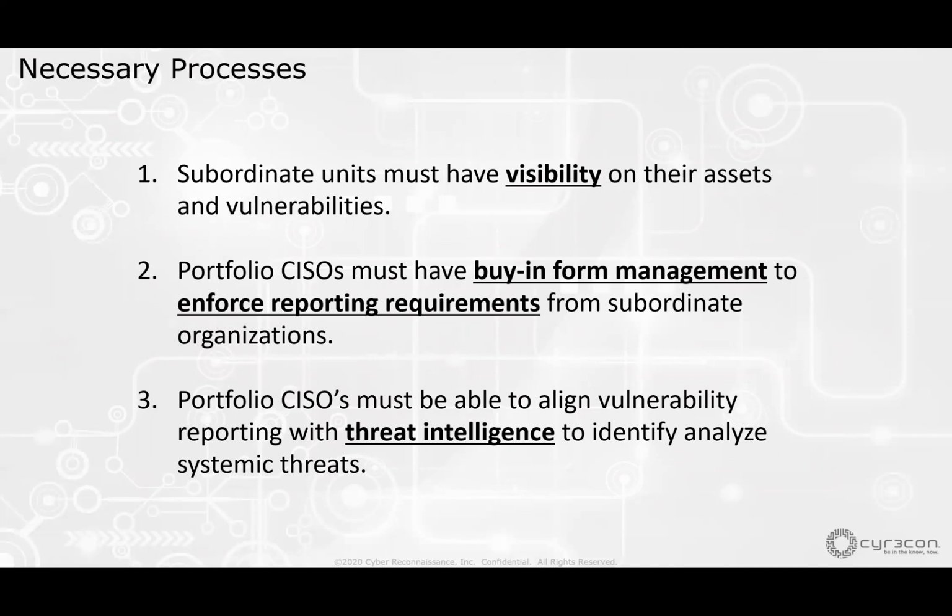In order to do this, the subordinate units must have visibility on both their assets and vulnerabilities, because otherwise they will just get that step wrong. Secondly, the portfolio CISO must have buy-in from management so he can enforce reporting requirements from the subordinate units, because he needs to have visibility on their assets and vulnerabilities. Finally, the portfolio CISO must also have a source of threat intelligence that he can then align with that information from the subsidiaries. And it's only by analyzing the two together can they paint an accurate picture of the systemic threats to the wider portfolio.